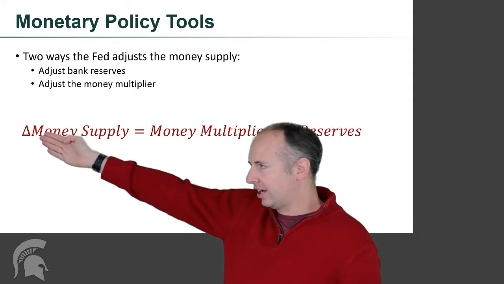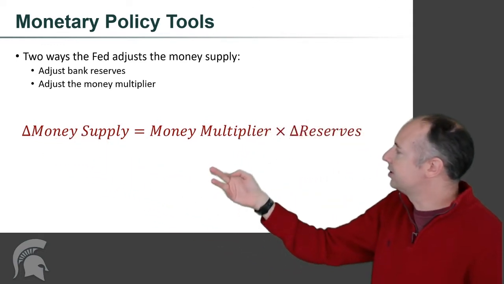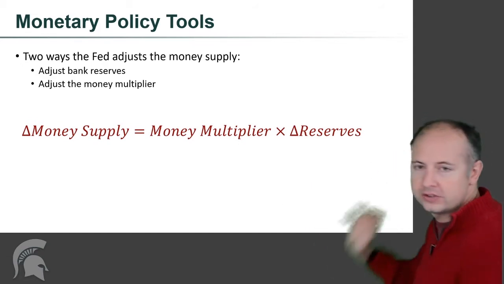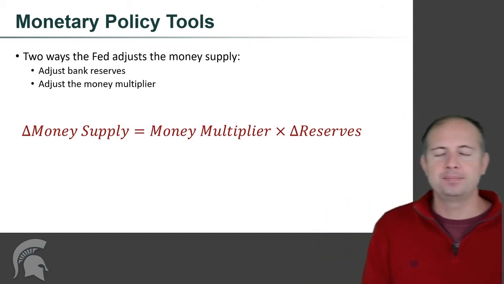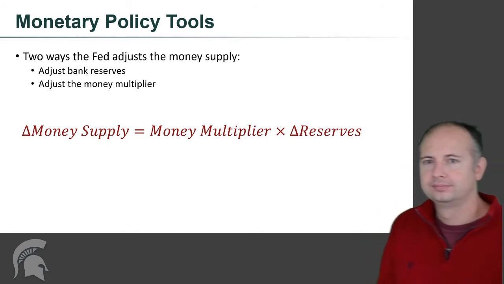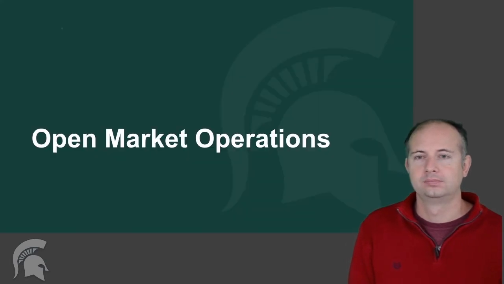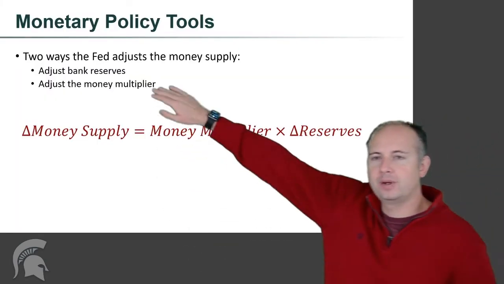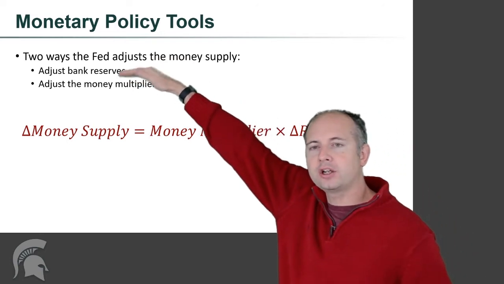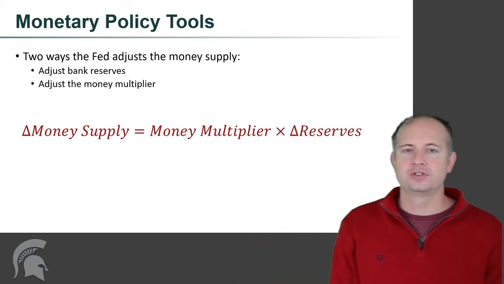So what's the change in money supply? It's going to be equal to the money multiplier times the change in reserves. Remember, reserves is the money that is getting put in the bank by someone. That's the money deposited. So how does the Fed do this? Well, they're going to do one of these two things, and we're going to look first at their way of adjusting bank reserves.